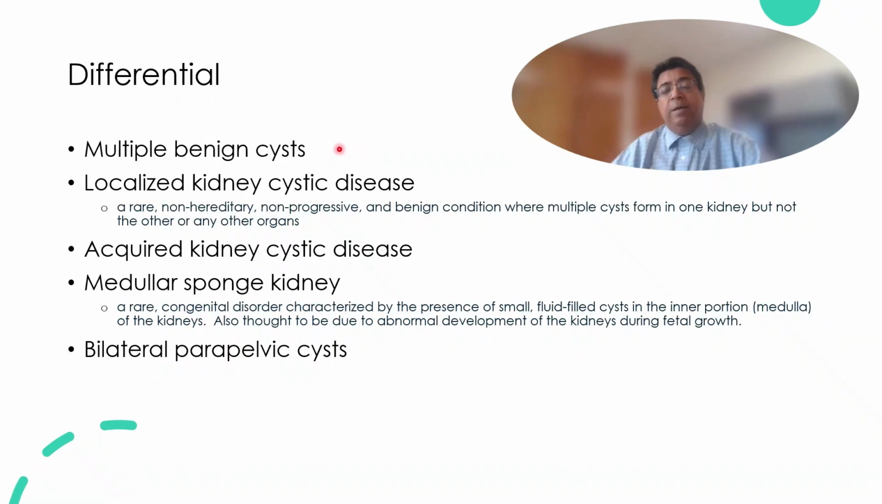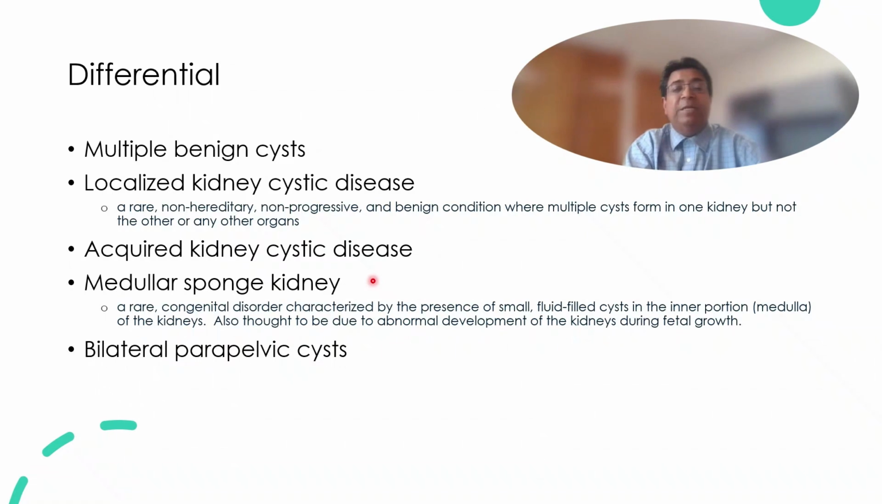Differential of ADPKD, not ADPKD phenocopies, but actual cystic disease, would be multiple benign cysts, assuming it's not markedly consistent with ADPKD. Obviously, if they have tons and tons of cysts, then it won't be multiple benign cysts. Localized kidney cystic disease has been reported. This is a rare, non-hereditary, non-progressive, benign condition where multiple cysts form in one kidney, but not the other or any other organ. Acquired kidney cystic disease is in advanced CKD or in dialysis patients.